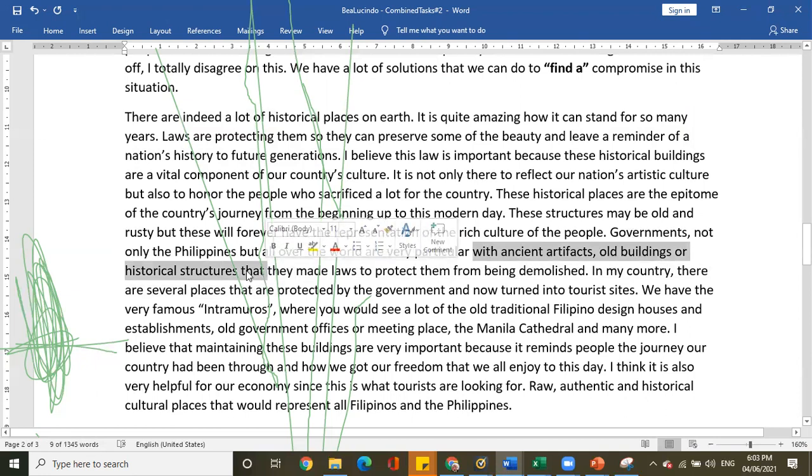So this is your conjunction that again leads us to another SVO. They made laws to protect them from being demolished. There.